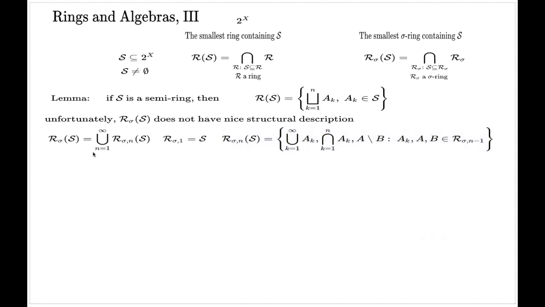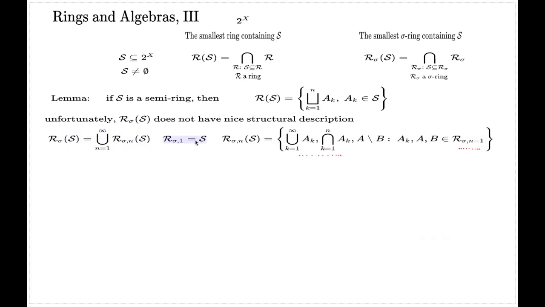The validity of this description comes from the nature of the rings, because rings are closed with respect to set difference and finite intersections, and sigma rings with respect to countable unions. And that's why you just take your set S. On the first round, you take all possible unions of the elements of S, all possible finite intersections, all possible set differences. You come up with a set. Now, in the next stage, you take the elements of your previous set and do the same operations.